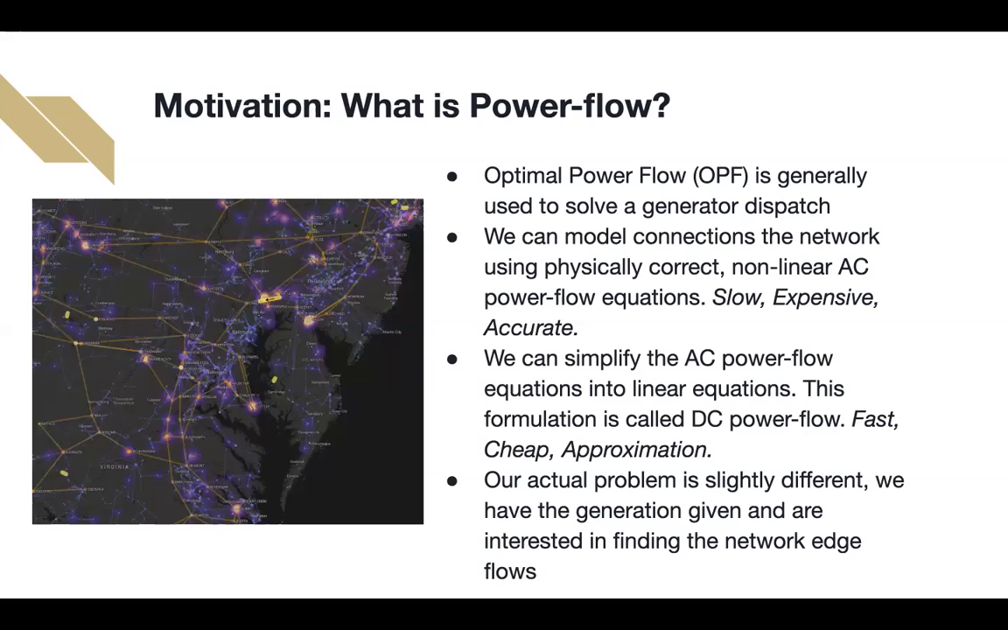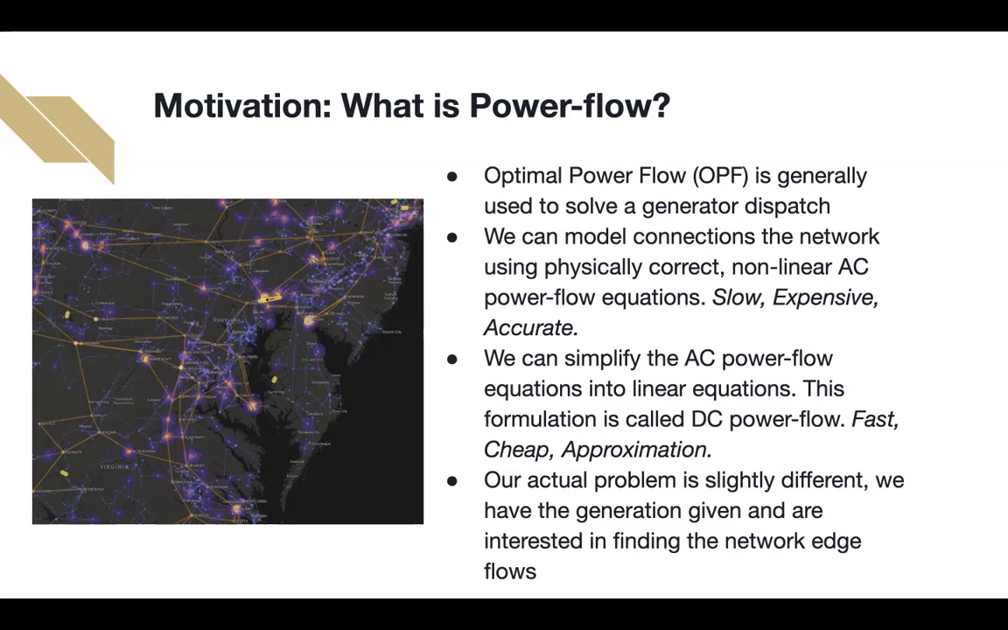So our motivation, what is power flow? Optimal power flow is generally used to solve a generator dispatch problem. So you can imagine we have an electrical grid. And so there's loads on the electrical grid, and then we need to find the correct amount of generation needed to satisfy the load on the grid at any given point in time, but we're subject to the physical constraints of the grid. So the way that the grid is actually built.